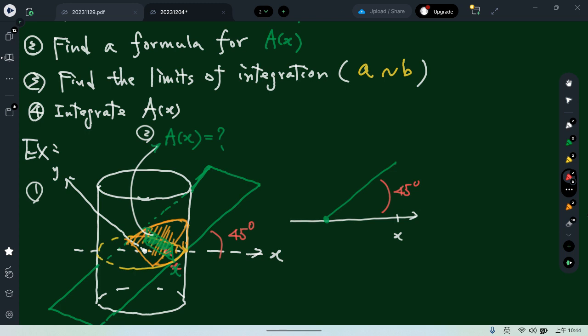So I just ask you to see this solid from this angle. You can see this is the cutting plane, this is the plane, and then we try to get the height. Right? So the height here, if this is x, since it is 45 degrees, the height should be x.